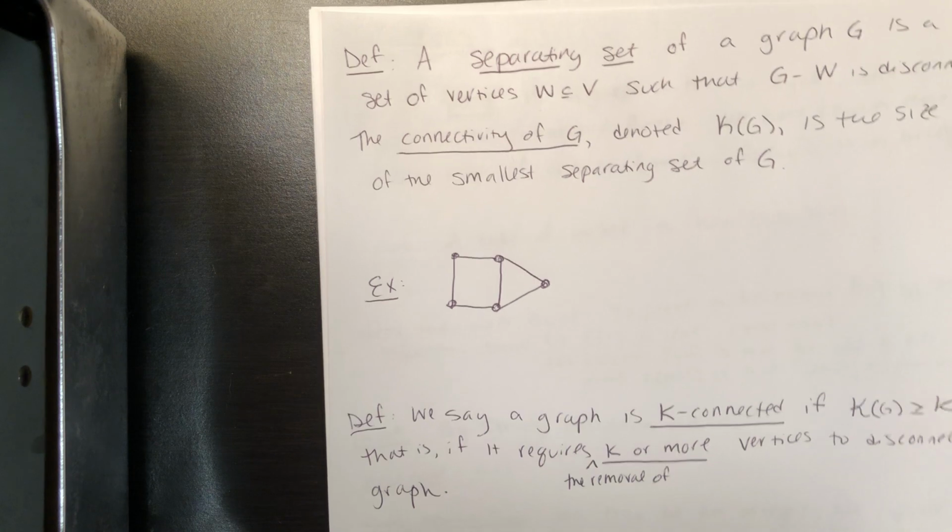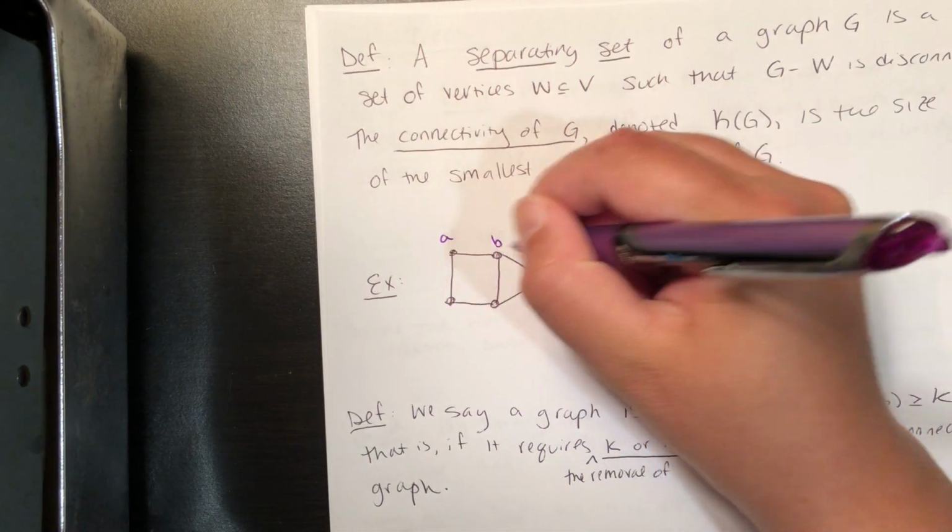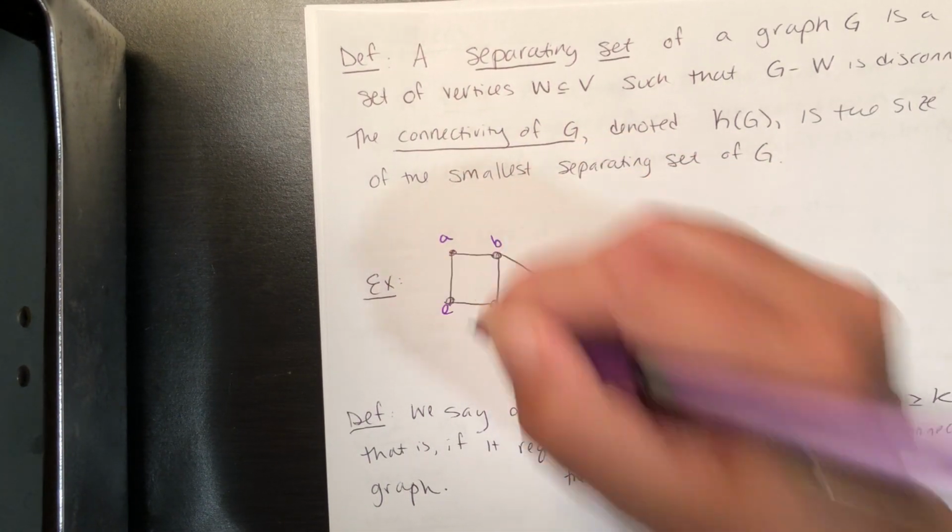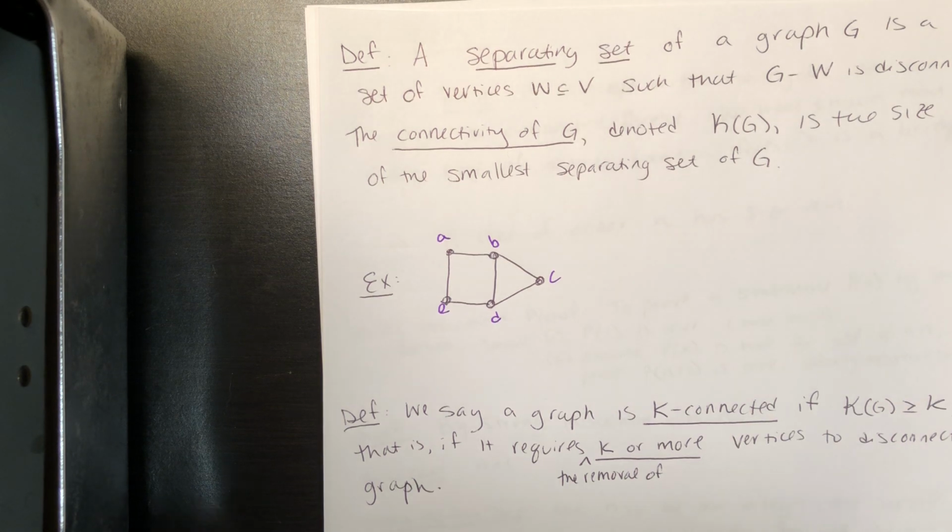So let's look at an example here. Let me label these A, B, C, D, and E. Now, if you delete any single vertex on the graph, it's still going to be connected. So there's no cut vertex on this graph. But maybe we could delete a couple of vertices and be left with a disconnected graph. And indeed you could, right?